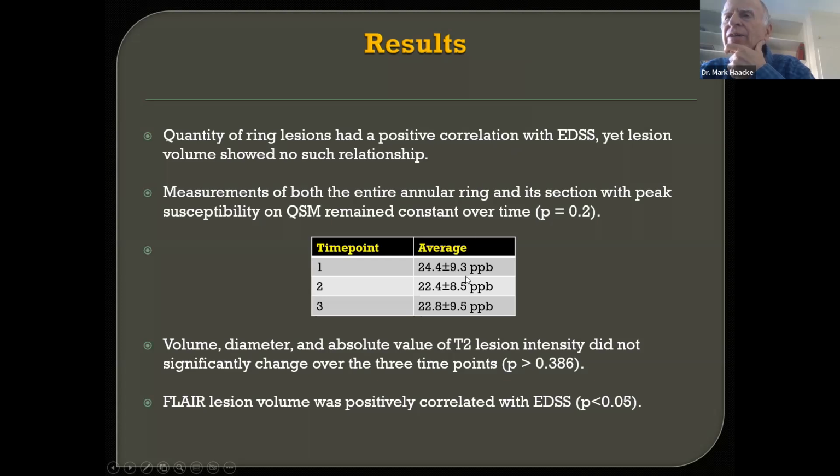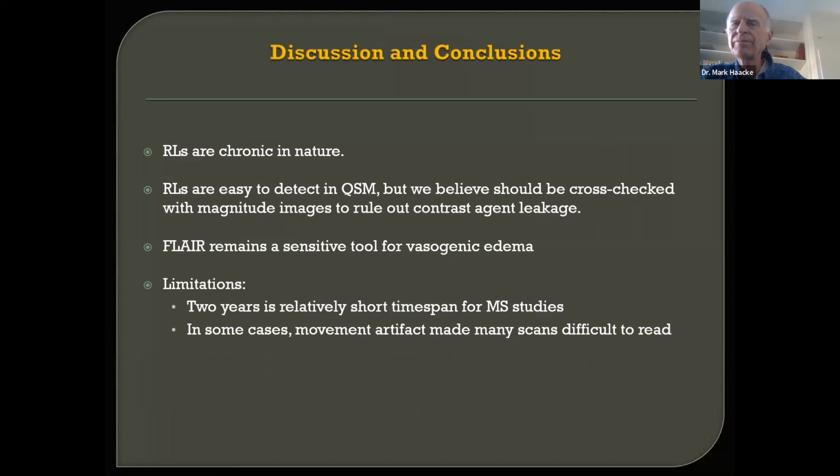We found that the values of the susceptibility weren't as high as in some of the QSM lesions and stayed constant over 3 time points. We also found that the volume and diameters of these did not change quickly over time. So that means that the tissue hasn't really gotten worse or gotten better during that time frame. And we found that the FLAIR lesion volume positively correlated with EDSS. And basically that means if you have too many lesions, you're probably not doing as well as somebody who has fewer lesions. So we found that the ring lesions were chronic in nature.